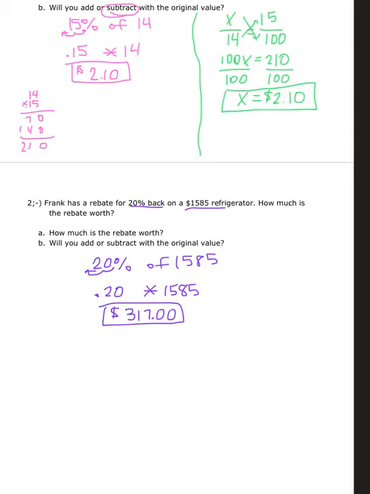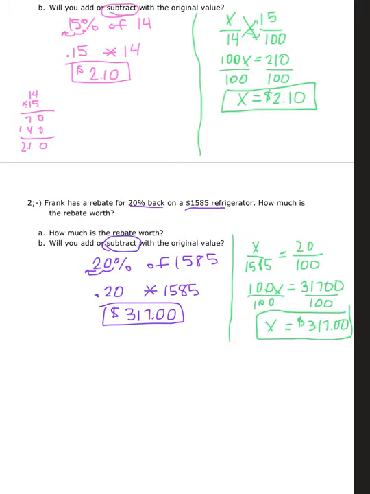So will you add or subtract with the original value? Well, if you're getting this money back, that means the price that you paid is going lower. So you will subtract the rebate amount. I set this problem up using the proportion method also, and I still got $317 for the rebate.